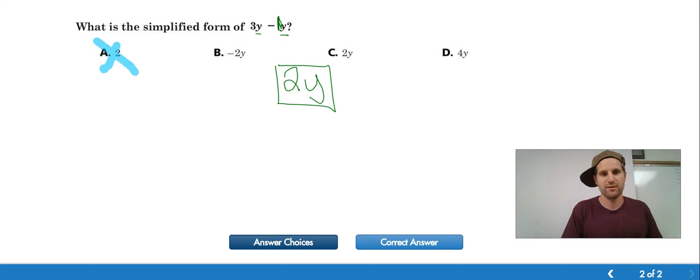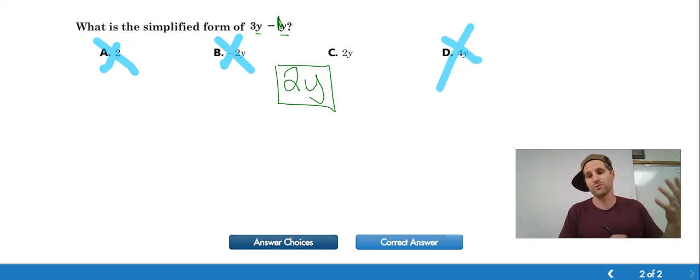Another choice doesn't make sense. The 3 was positive and you're only taking 1 away, so I'm not going to get negative yo-yos. And 4 yo-yos? I took 1 away, you didn't get an extra 1. So C would have to be our answer.